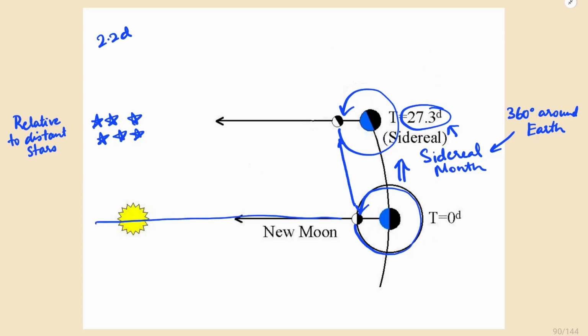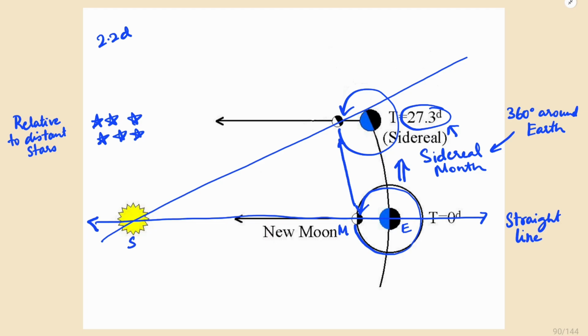We saw in the previous slides that for a new moon to occur, the Sun, Moon, and Earth have to be in a relatively straight line. However, after 27.3 days, the Moon is not yet in a straight line with the Sun and Earth for the next new moon because the Earth has moved 30 degrees in its orbit around the Sun.